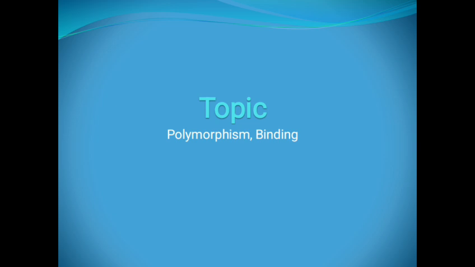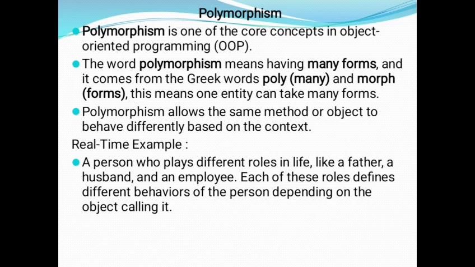Today's topic is polymorphism and binding. First, polymorphism. Polymorphism is one of the core concepts in object-oriented programming language. This word is derived from two keywords. Polymorphism means many forms. That means representing one thing in many forms is called polymorphism. We represent one method in many ways with the help of polymorphism.